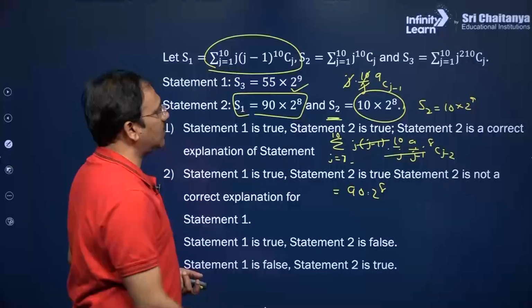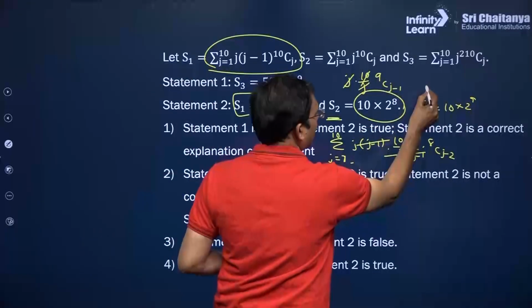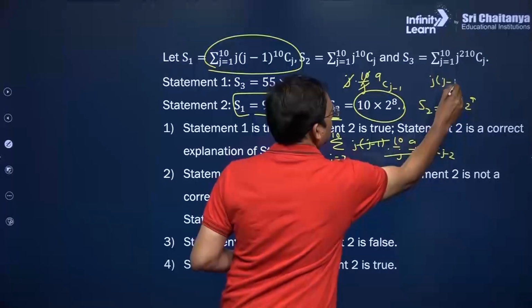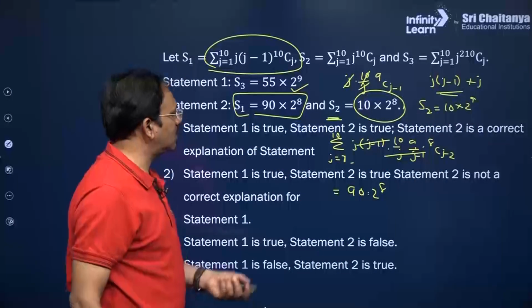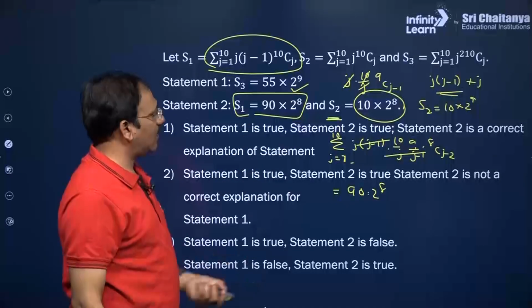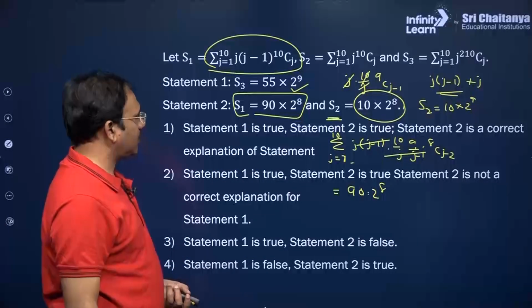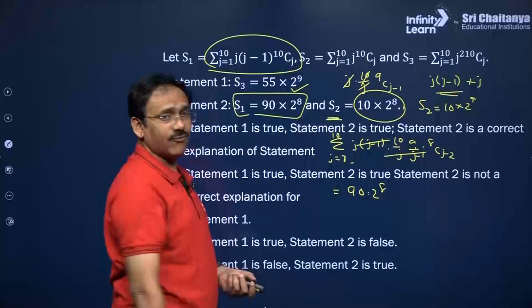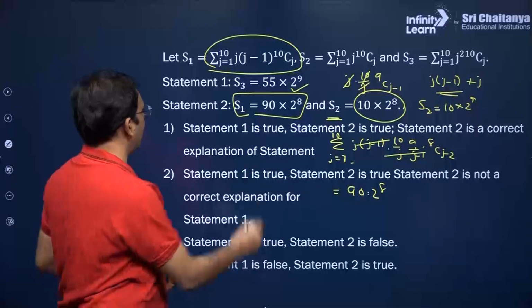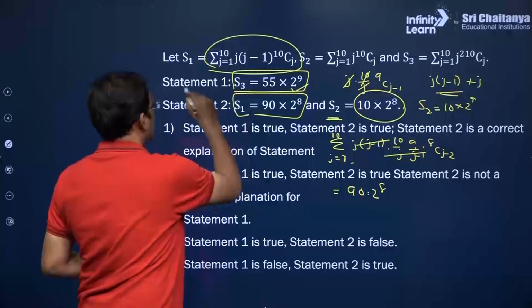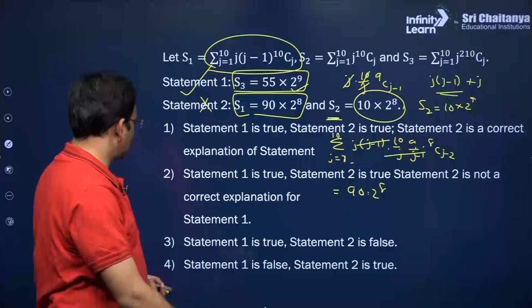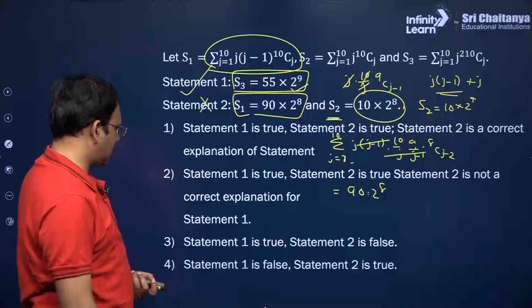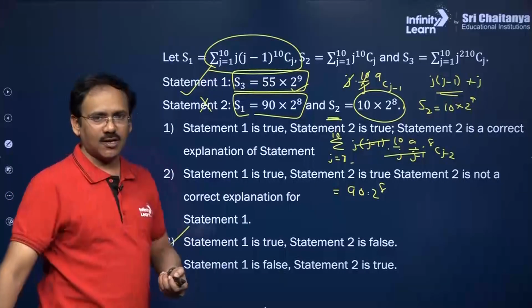Next, my dear friends, S3 is going to be J square, in the sense you can write J into J minus 1 plus J. That means sum of these two. You can just take 2 power 9 common, 45 plus 10, 55. 55 into 2 power 9, this statement is correct. So S1 is correct, but S2 is wrong because this is wrong. So statement 1 is correct, statement 2 is false. Third option is the right answer.